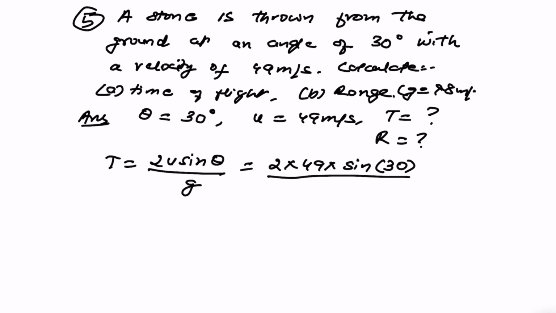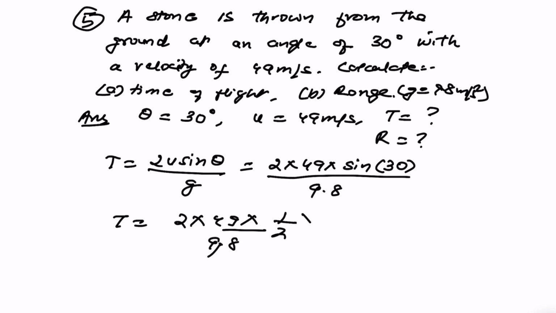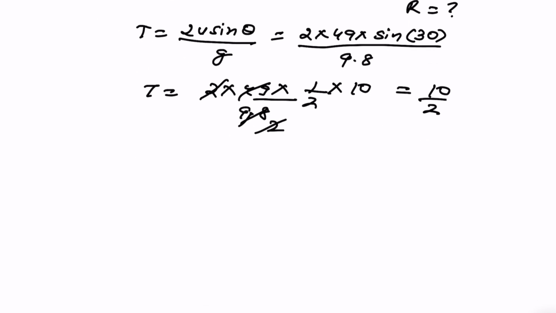So g will become 9.8. So t will become 2 into 49. The value of sin 30 is half, into 9.8. If I remove a decimal, I will get 10. So 49 to the 98. 2 and 2 will cancel. I will get 10 by 2. So how much is our time? That is 5 seconds.